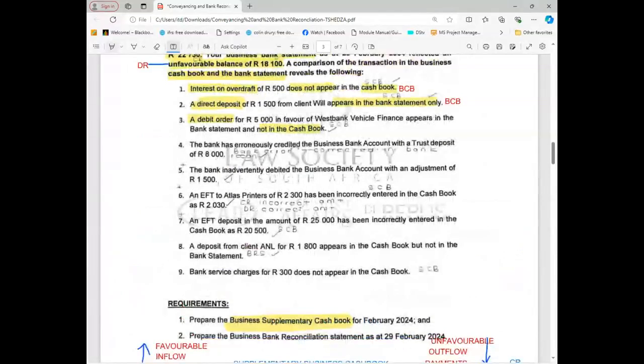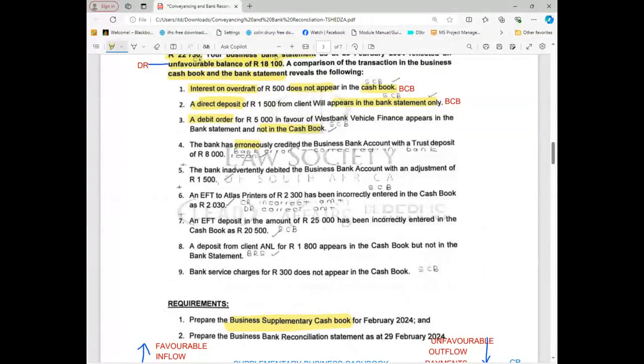They say the bank has erroneously credited the business bank account with a trust deposit of how much? 8,000. So there was an error, a mistake. When you find errors or mistakes, you need to check between us as a business and the bank we bank with, who made the error. That's the first thing you must always ask yourself.